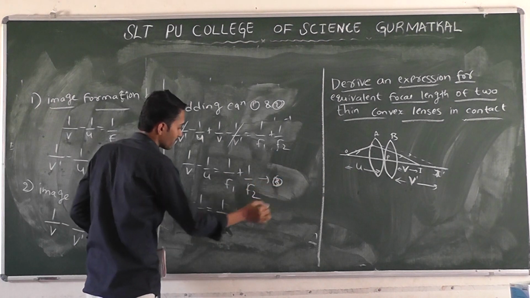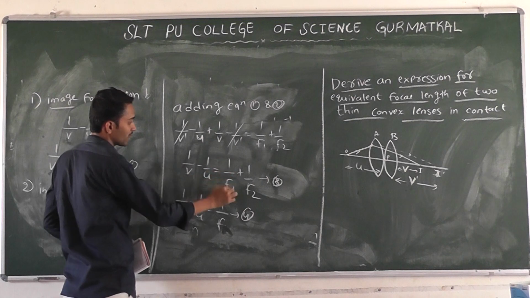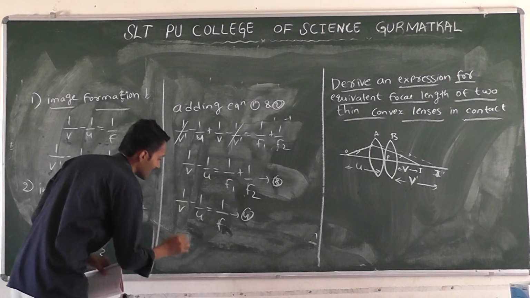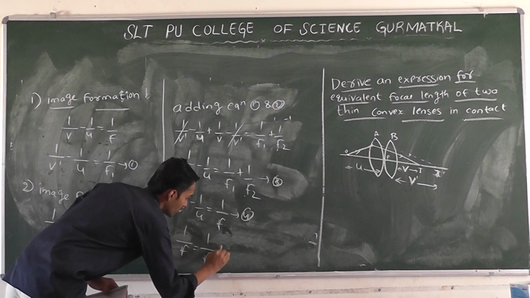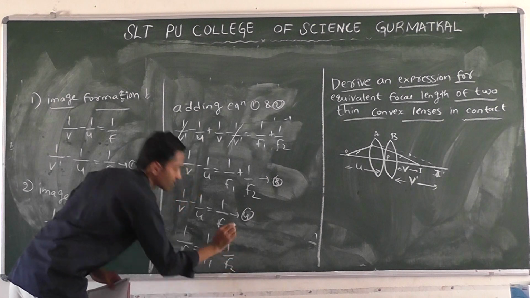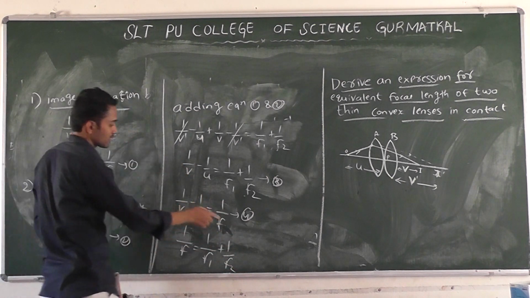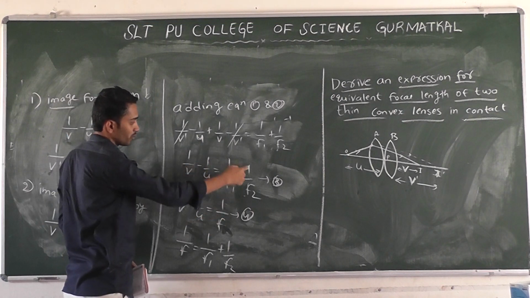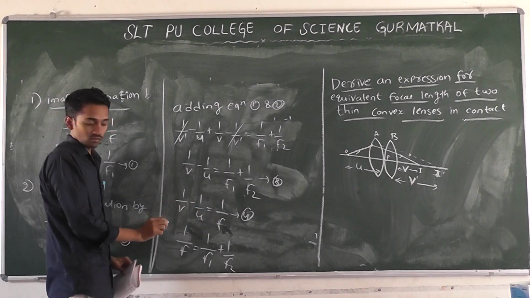Finally, comparing equations 3 and 4. What is the difference here? 1 by v minus 1 by u is equal to 1 by f1 plus 1 by f2, and 1 by v minus 1 by u is equal to 1 by f. So I will write the final equation: 1 by f is equal to 1 by f1 plus 1 by f2. See equations 3 and 4.